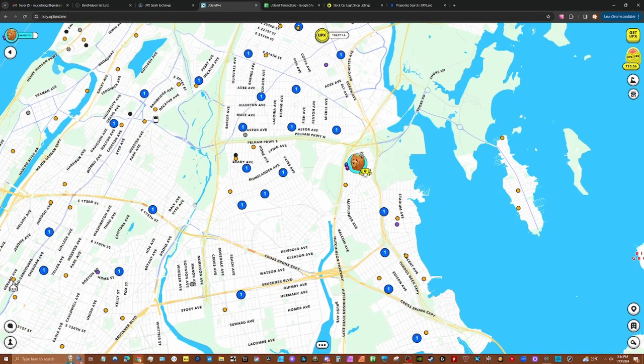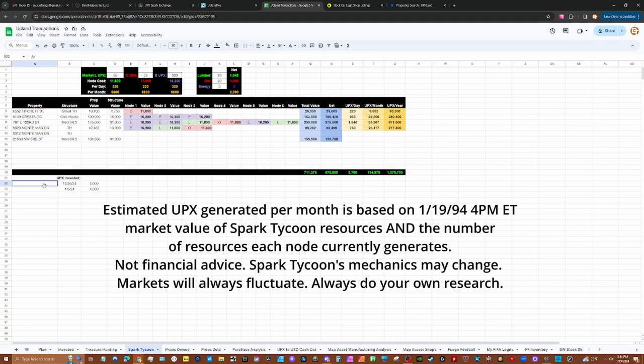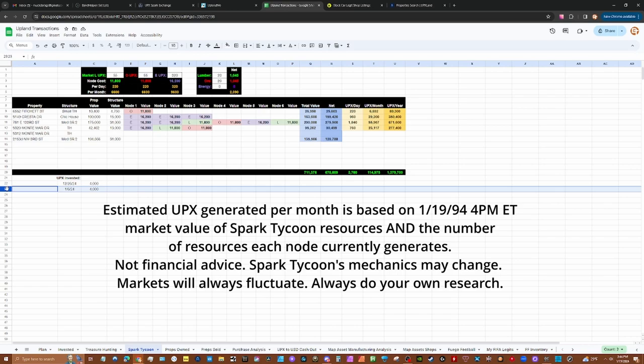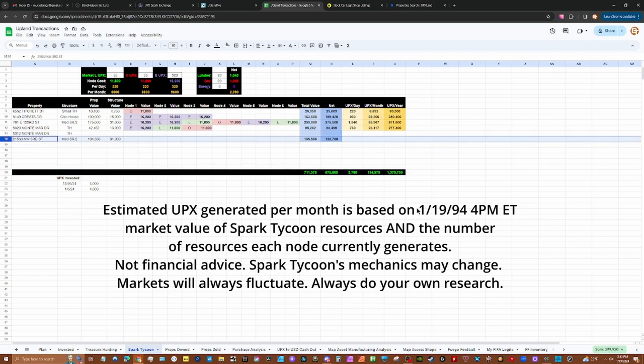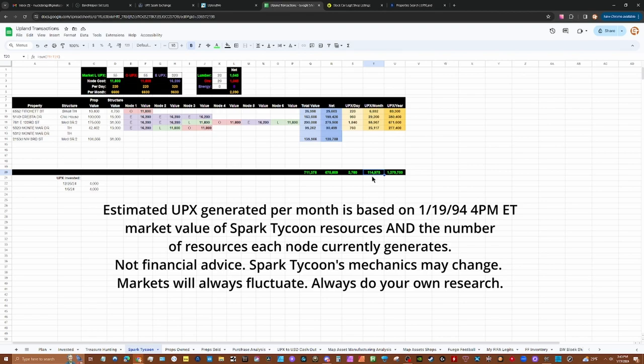I'm very excited about it. Like I said, I've only put in 8,000 UPX. I'm thinking about maybe investing some more UPX and starting to build out more nodes. But you can see here, with what I own currently, based on the current market, I could generate enough resources, if I wanted to sell them off, and this is after the 5% you pay when you sell them on the marketplace, 114,000 UPX per month from these four properties. Almost 115,000 UPX per month that they're generating.